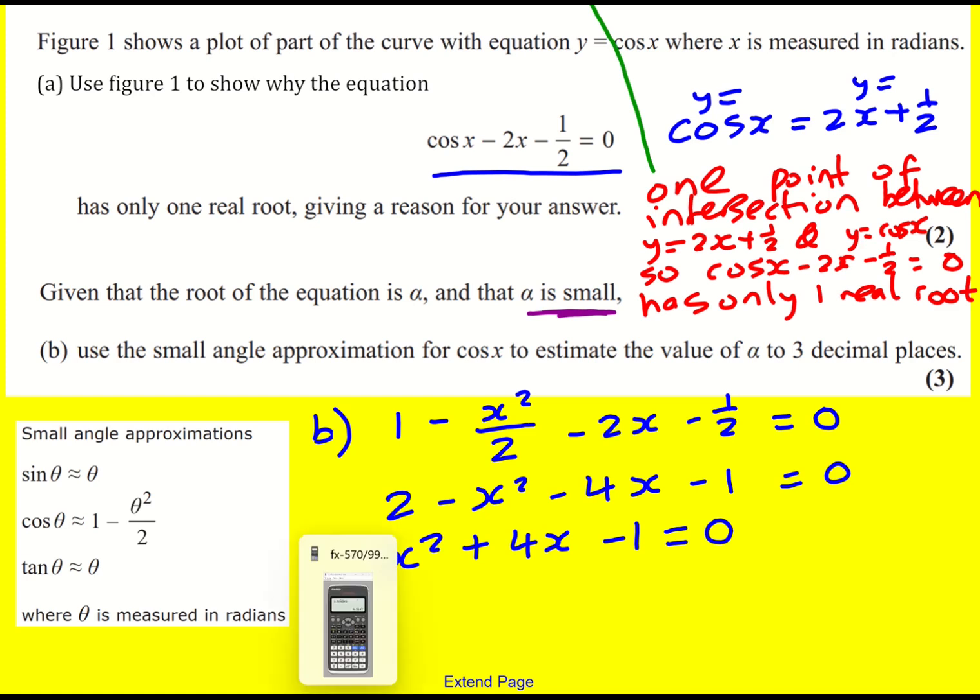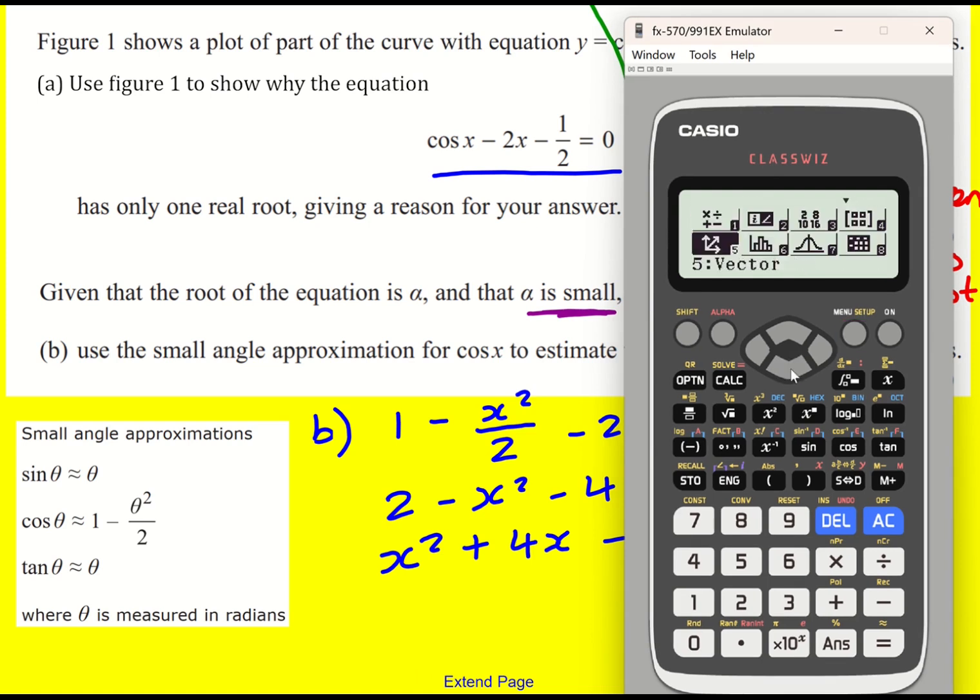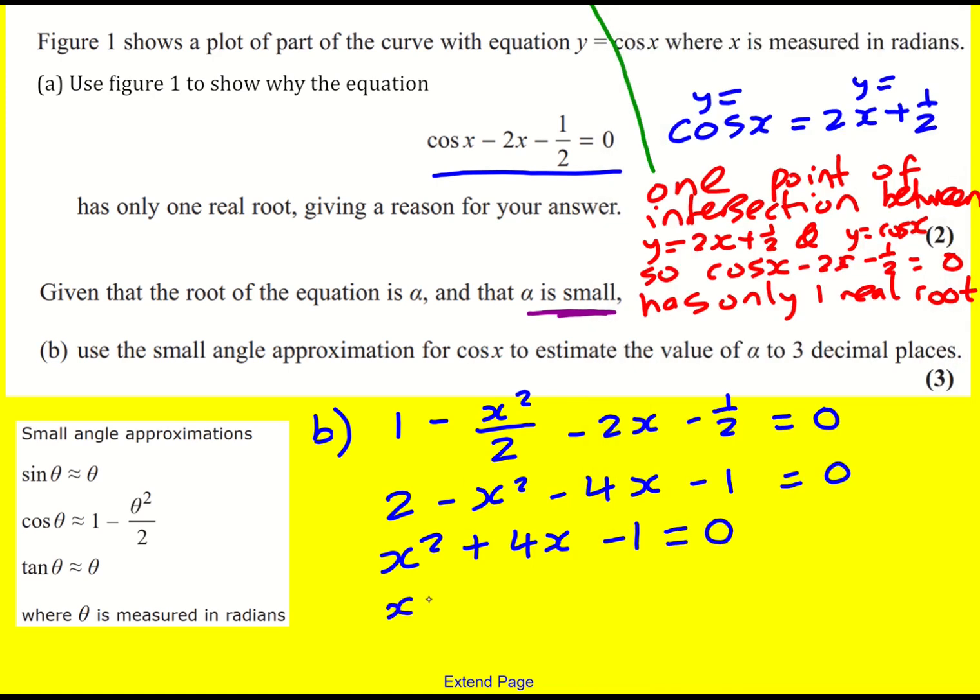It's not going to factorize. It's already talking about 3 decimal places. So I'm just going to use the quadratic formula for this. So 1, 4, and minus 1. This gives us minus 2 plus root 5. Actually, I will write that down. x equals minus 2 plus root 5, or it will be minus 2 minus root 5.